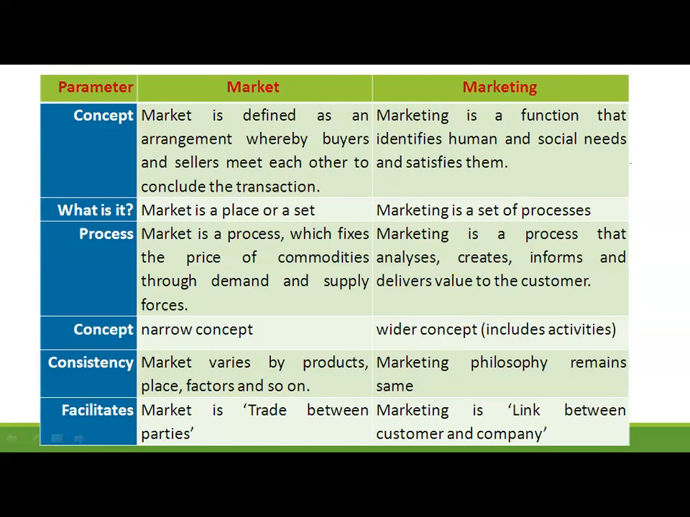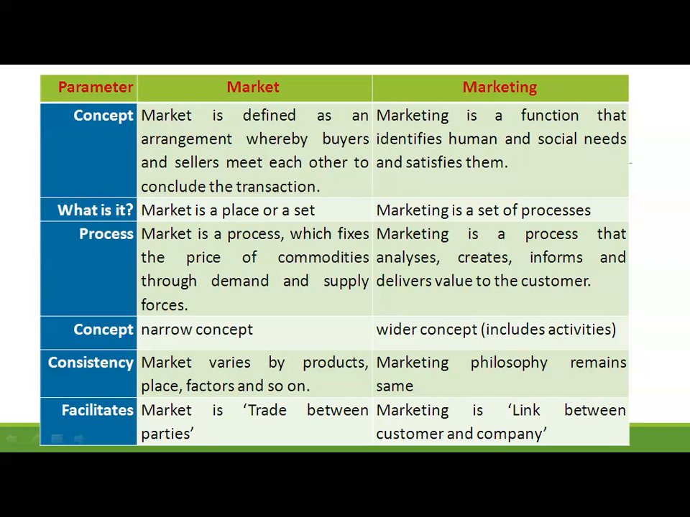Next is the difference between market and marketing. Now, a very simple definition and differentiation. First, we will start with the concept of market. Market is any space within which trade takes place between the buyer and seller for a well defined product. This space can be a produce market, a shop, or internationally between two countries, over the internet and so on.